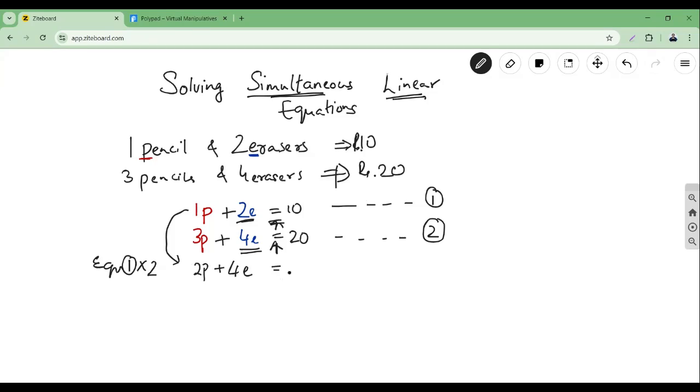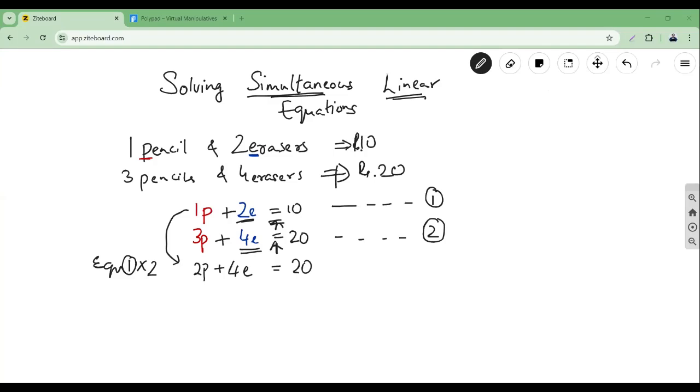Whatever I'm doing on the left side, I should do the same thing on the right. So here I have to double this also. So it becomes 20, right? So now what is happening? Wait a minute. Maybe something is wrong with my question itself. Let's see whether that will work or not. Give me a second.